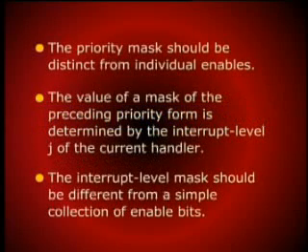The priority mask, which indicates different bits in a register, should actually be distinct from the individual enable bits, because some devices may be disabled for reasons having nothing to do with the priority. For example, the device is off or it is in error. The value of the mask of the preceding priority forms the interrupt level, which is J for the current handler. The interrupt level mask should also differ from a simple collection of enable bits in another regard.